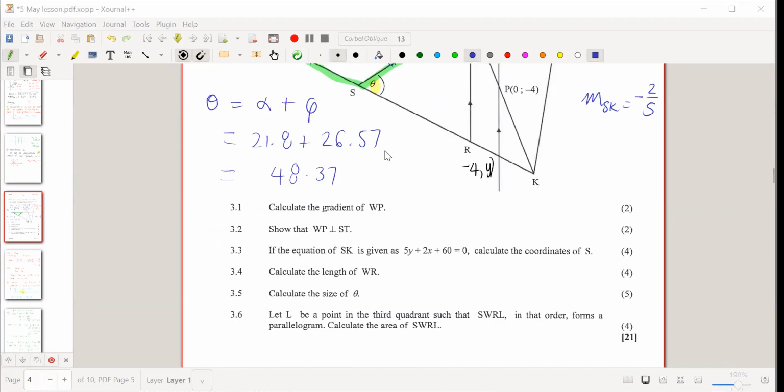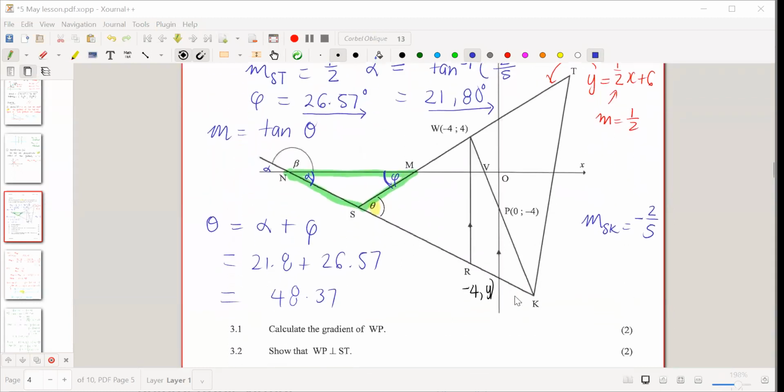And then, of course, there was one more question. Okay, so this question says, let L be a point in the third quadrant so that we create parallelogram SWRL. Okay, so let's look at that. So now I'm going to try and erase what we were doing. So here's S, W, right? So that's the W. Here's R, and L is going to be some point here.